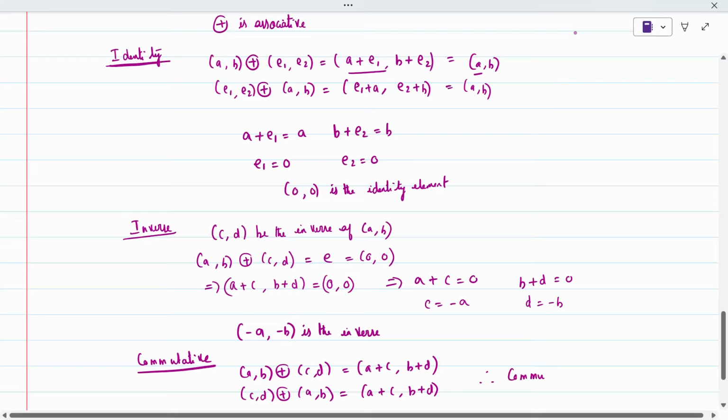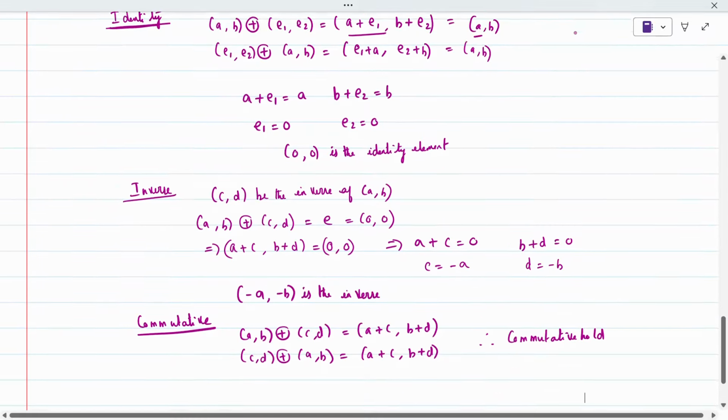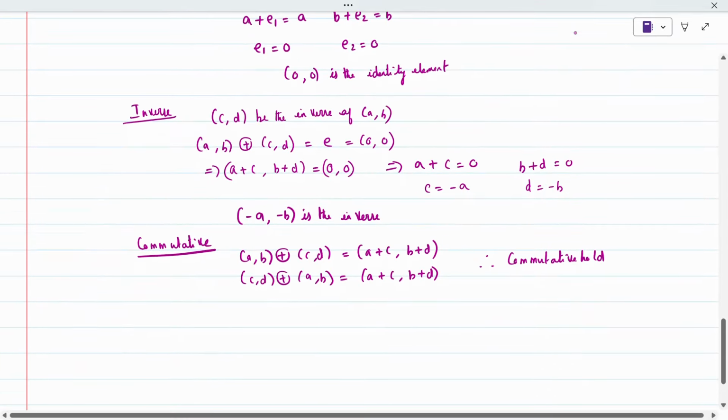So all the cases we have proved for the plus operation, so R with plus operation is an abelian group. Only the plus operation. The dot operation is still pending, so now we have to go with the dot operation.